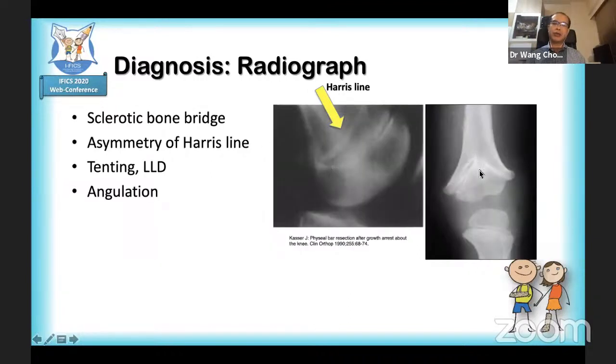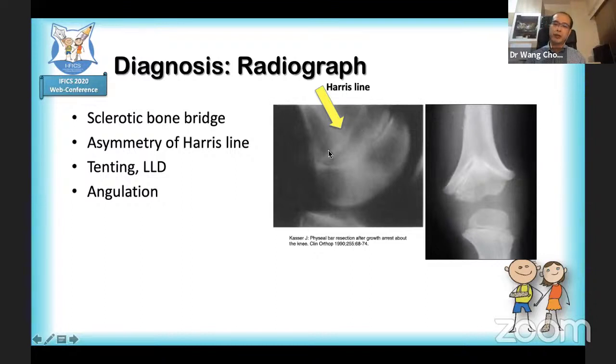So a sclerotic bone bridge on the X-ray confirms the diagnosis. However, the presence of an asymmetry of the Harris line could be the earliest sign of a radiological bone bar. The Harris line forms at the location of the physis at the time of injury, presumably due to temporary cessation of growth secondary to the physeal trauma. The interval between the Harris line and the physis indicates the amount of growth since injury. If the growth is normal, the Harris line should be parallel to the physis.